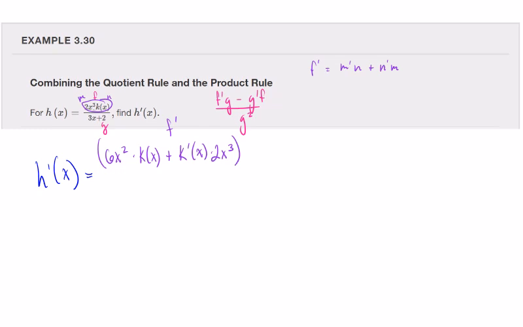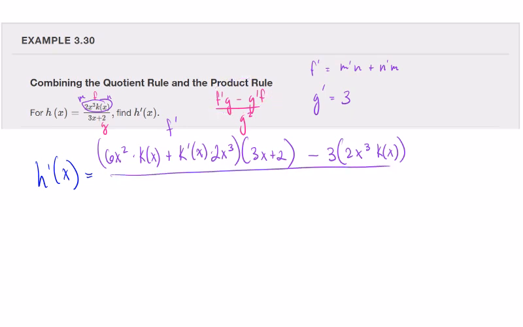So now we just write down regular g, which is 3x plus 2. All right, and then minus, now we're going to do g prime times f, right? So g prime, the derivative of g, is going to be just 3, right? So it's going to be 3 times f, and f is this whole thing, so it's going to be 3 times 2x cubed k of x. All right, so we did the whole numerator. Now in the denominator we're just going to have g squared, which is 3x plus 2 quantity squared.